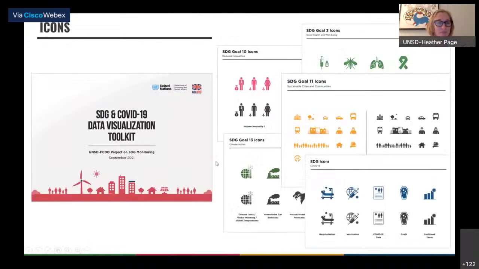Next slide, please. So here is the toolkit. It was launched in September, just this past month, and this gives a bit of a highlight of what you would find in each of the goals. So you'll have a page that has an overview of all of the icons, and then you'll have pages that give short descriptions or names for each of the icons as well. Next slide, please.